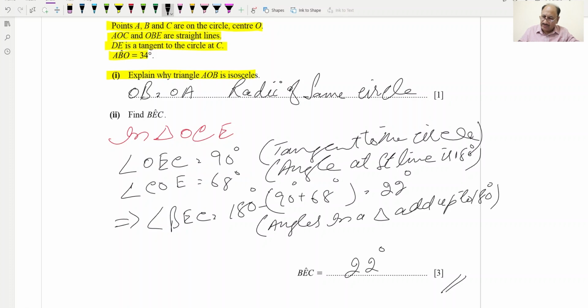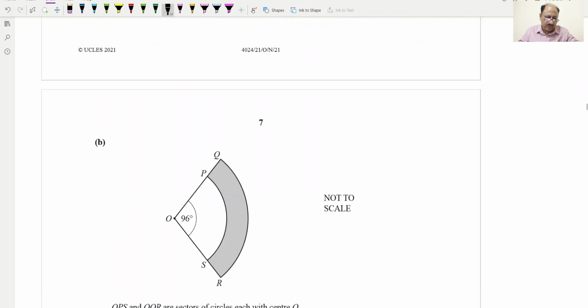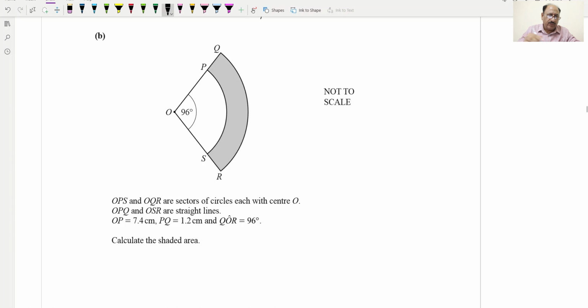So these reasons should also be there so that you can get full 3 marks. Now part B says the diagram is not to scale, and OPS and OQR are sectors of the circle, each with center O. OPQ and OSR are straight lines. So one sector is this one, and the second sector is the smaller one. They have given the measurements also.